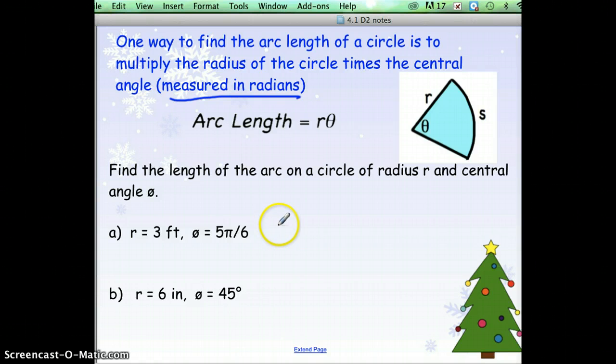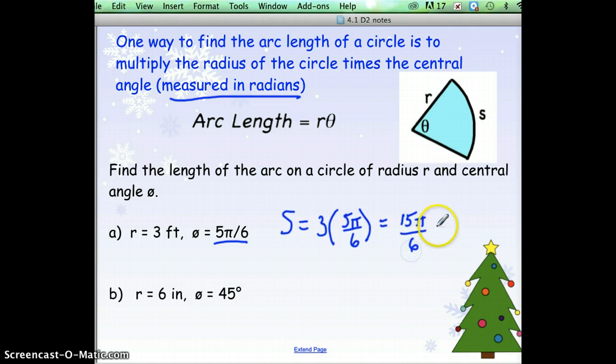Okay, so we're going to do a couple examples. We're going to find the length of the arc on a circle of radius r and central angle theta, and they give us that the radius is 3 feet and that the central angle is 5 pi over 6. Well, this angle is already in radians, so all we need to do is just multiply and then we're done. So the radius is 3, the central angle is 5 pi over 6. Just multiply those two together, 15 pi over 6. And you can reduce that down to 5 pi over 2.